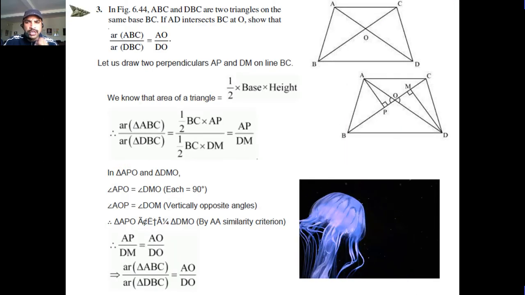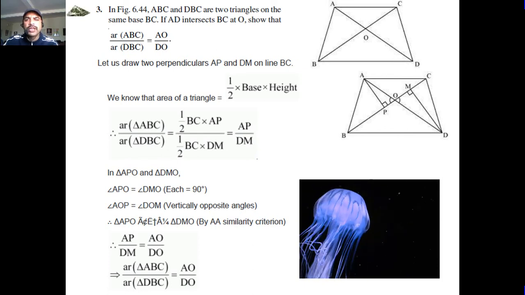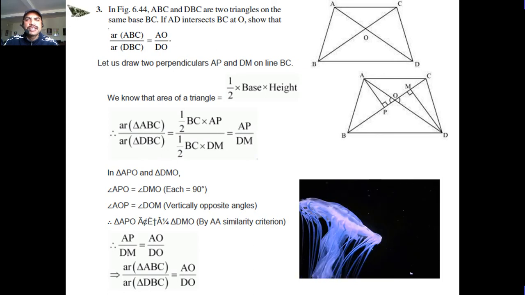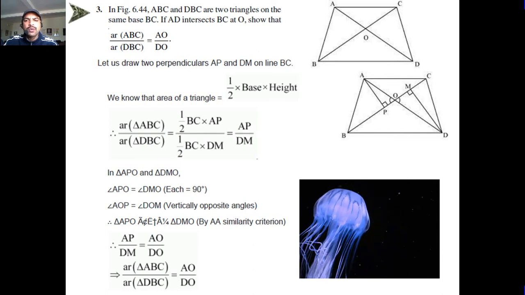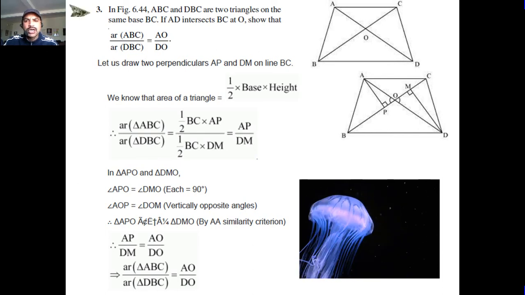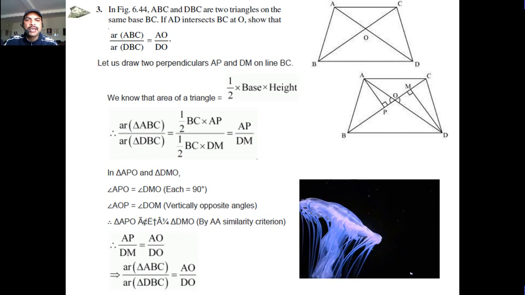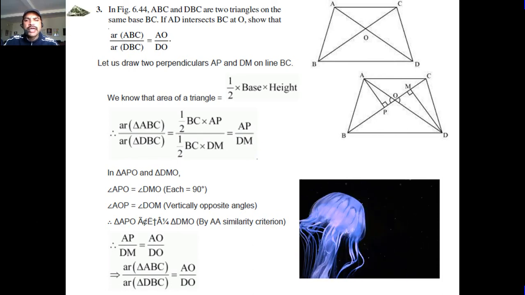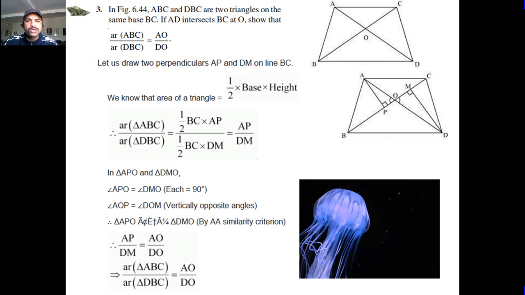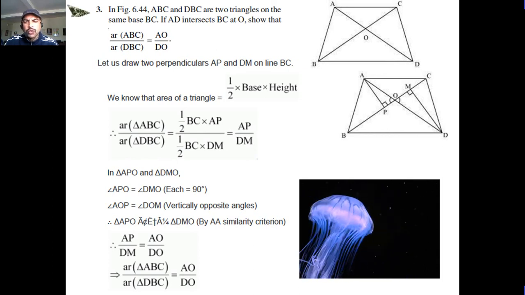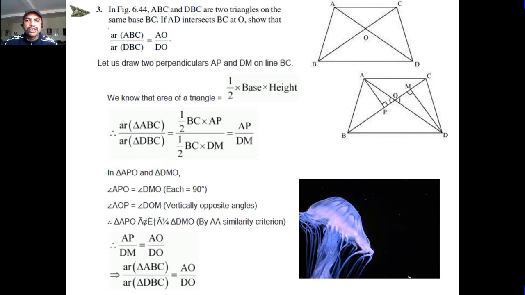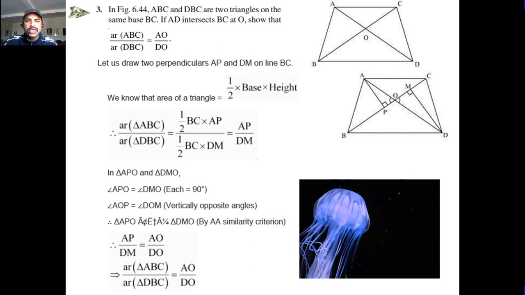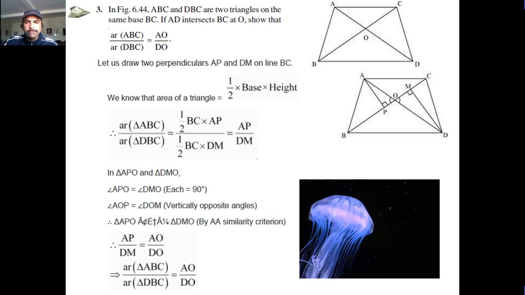Now students, question number 3. Here in figure 6.44, ABC and DBC are two triangles on the same base BC, and AD intersects BC at O, so that area of ABC upon area of DBC is equal to AO upon DO. Let us draw two perpendiculars AP and DM on line BC. We know that area of triangle is 1 upon 2 into base into height. So area ABC upon area DBC is equal to 1 upon 2 BC into AP upon 1 upon 2 BC into DM, that is equal to AP upon DM.